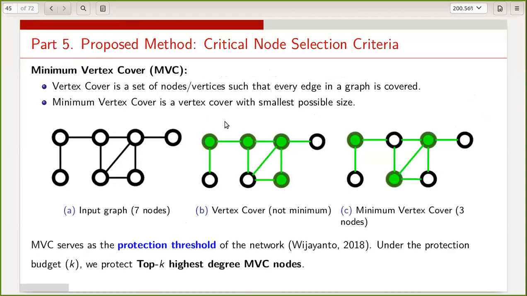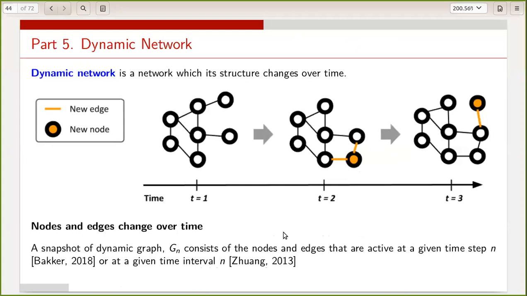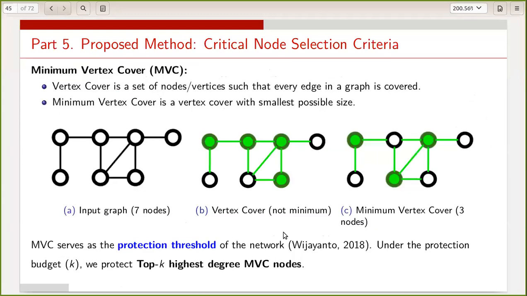So how do we handle the previous limitation? This is very important because our selection is still based on individual node-based criteria. So we introduce the new criteria using the minimum vertex cover. Minimum vertex cover is actually quite popular, but I will introduce it a bit here. Vertex cover is a set of nodes.